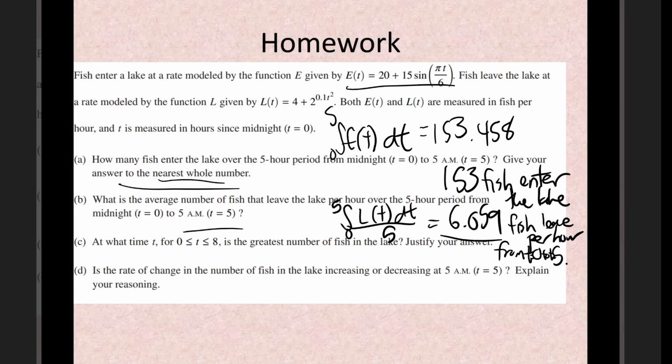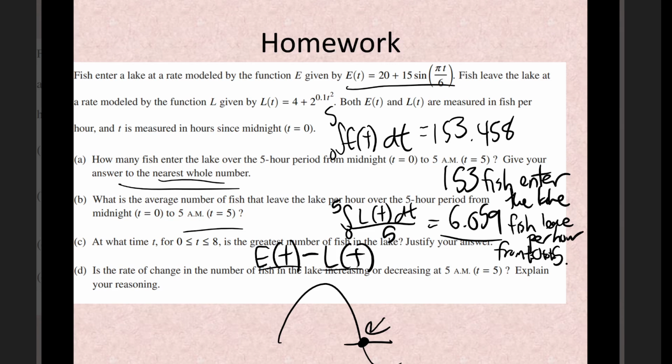When is there the greatest number of fish in the lake? For this one, it really helped to graph E of t minus L of t. Because E of t is the rate of fish going in and L of t is the rate of fish coming out. So if you graph this, you figure out when the number of fish leaving passes the number of fish entering, and that is the maximum point. If you look at the graph, it looks something like this, roughly. And at some point, the fish leaving hits this point. The point is it hits a point where the amount of fish entering is no longer bigger than the amount of fish leaving. And that point is what you're looking for, the maximum.